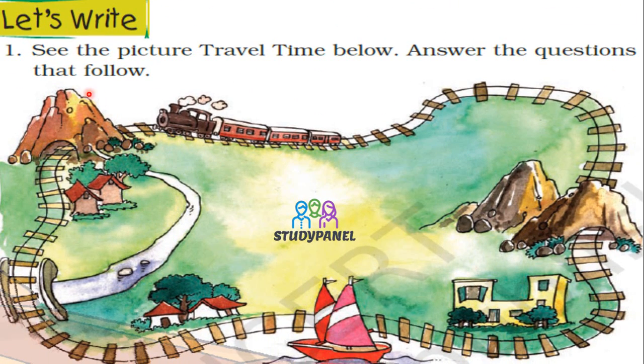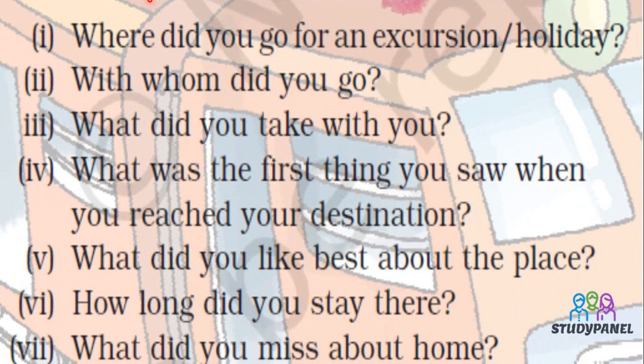Now come to the next. See, observe this picture very carefully. Let's write, see the picture, travel time below, answer the questions that follow. You can see this is a picture. Let us see the question answers. Where did you go for an excursion or holiday? See, these questions will be answered by your own. आपको जो खुद ही आंसर देने हैं इसके, कि आप लोग कहाँ गए थे एक्सकर्शन के लिए या हॉलीडे के लिए, परिवार के लोगों के साथ कहीं गए थे क्या। So that you have to write here. With whom did you go, किसके साथ आप लोग गए थे, that also you have to write. What were the family members with you when you were on holiday or excursion.